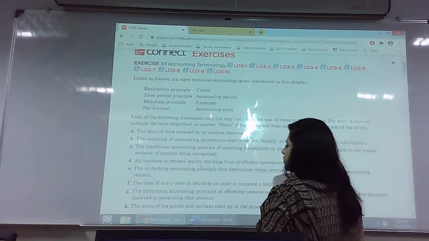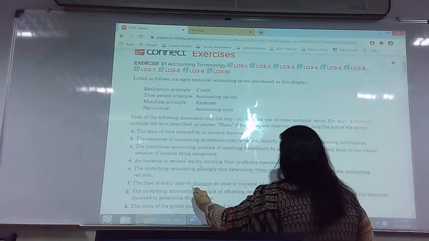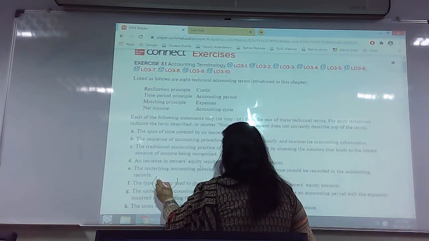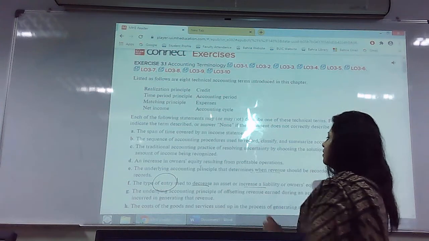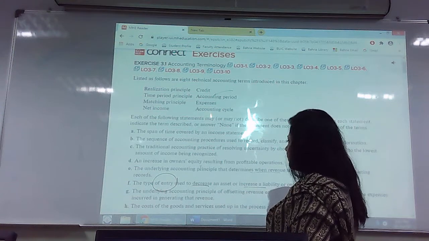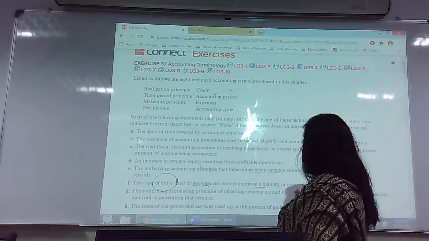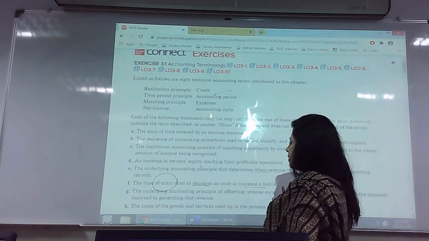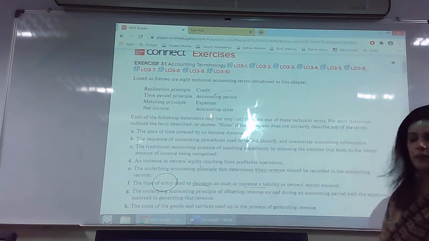And again, this is the F part, which says the type of entry which is used to decrease an asset or increase a liability or owner's equity account. So now what they're saying is you need to identify what kind of entry it is. So in this case, this is the credit entry because we've not been given any other entry. If your liability is increasing, naturally it's going to be on the credit side. And if you're crediting something, if your asset is credited, it means that it is reduced. So it's just a credit entry.